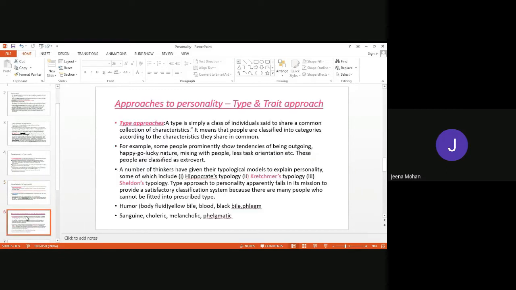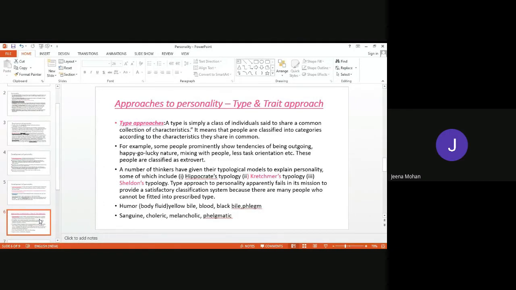Then next is an important topic. This mentions the approaches to personality. When we talk about the approaches to personality, they can be divided into two types, that is the type and trait approach. So the type approach and the trait approach are the two approaches to study personality. Now let us look at what the type approaches are.